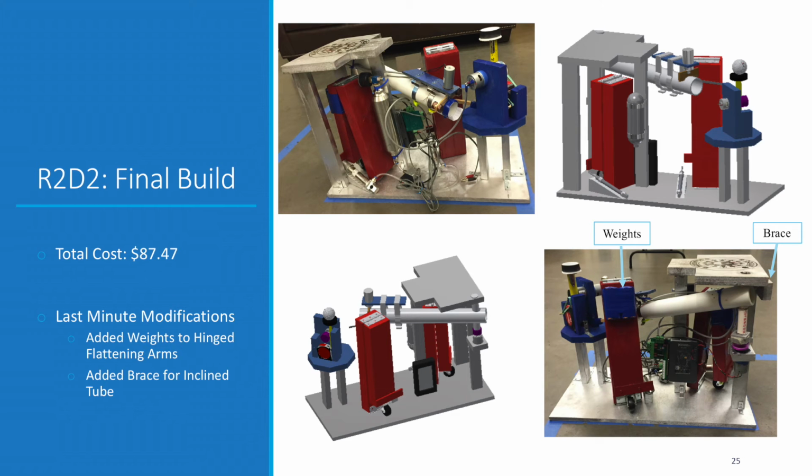The final constructed machine is shown here alongside the CAD designs. Last-minute modifications include the following. Weights were added to the hinged flattening arms to shorten the time which these arms require to reach the conchoids, and a brace was added to fix the rotation of the inclined tube at the proper angle and distance to the rotating centerpiece. Additionally, the total cost of the R2-D2 was $87.47. This is within the $100 limit set by the competition rules.